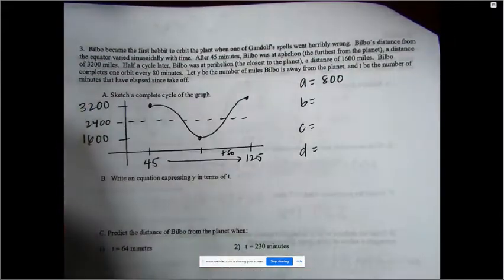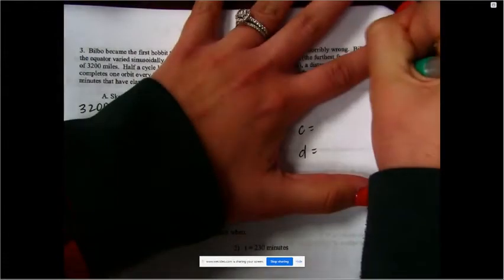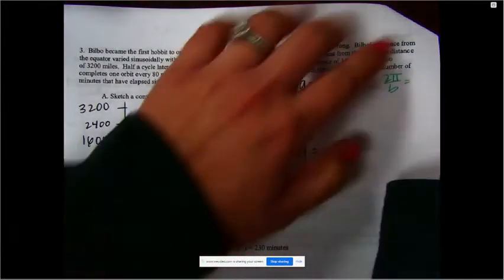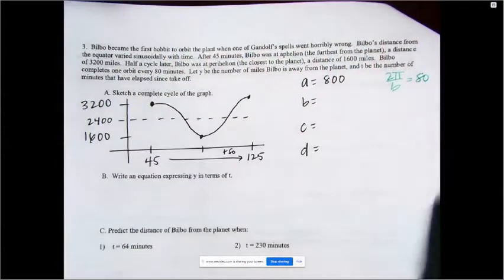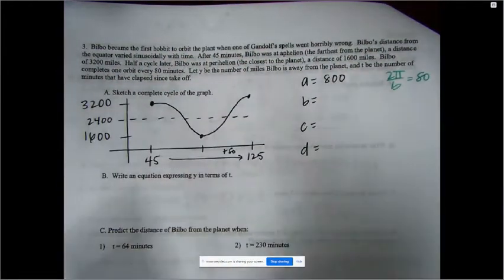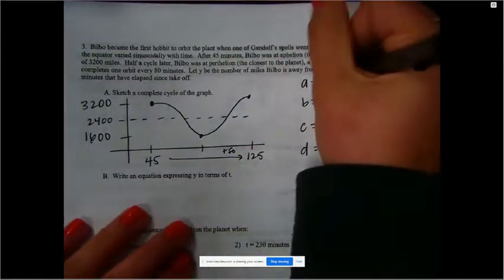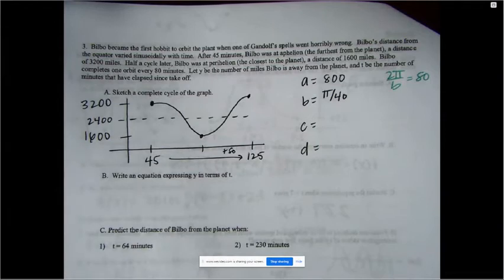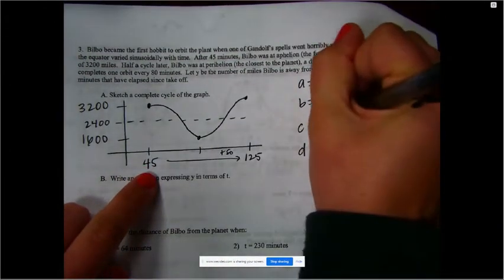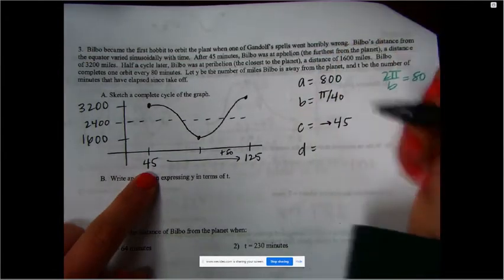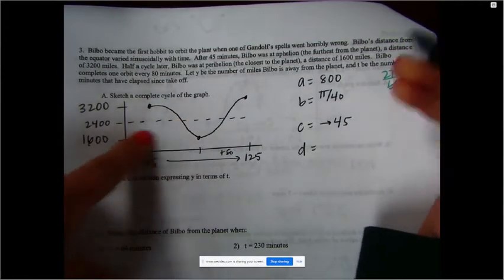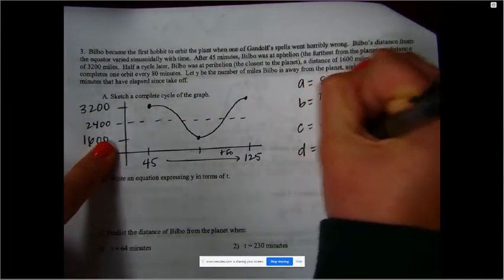B is the period. So the formula for period, remember, is 2 pi over B. Well, our period took 80 minutes. So if I'm solving for B, that'll end up being 2 pi over 80, which simplifies to pi over 40. C is the phase shift. Our starting point is 45, so I'll say we went to the right 45. D is the vertical slide where our sinusoidal axis is, and that's up 2,400.